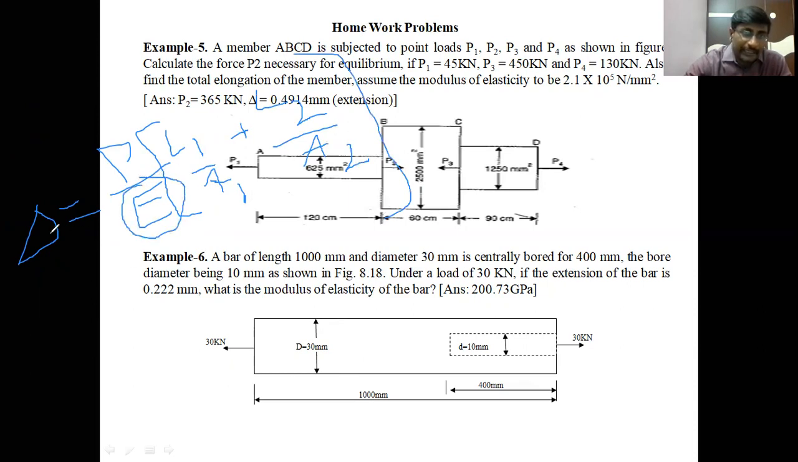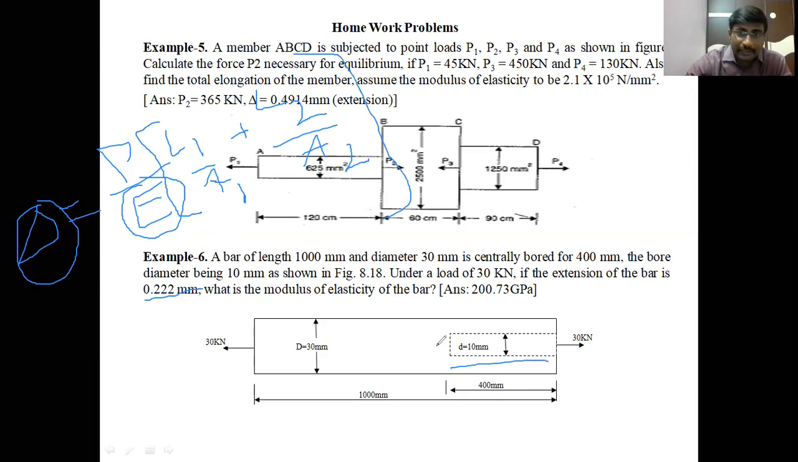Why? The delta is a known parameter that is given in the problem, 0.222 millimeters. That is the total extension of the bar. Our load is 30 kilonewtons. E is the unknown parameter. L1 is 600 mm. A1 is pi by 4 capital D square, pi by 4 30 square. Plus L2 is the 400 mm length, that is the second part length.